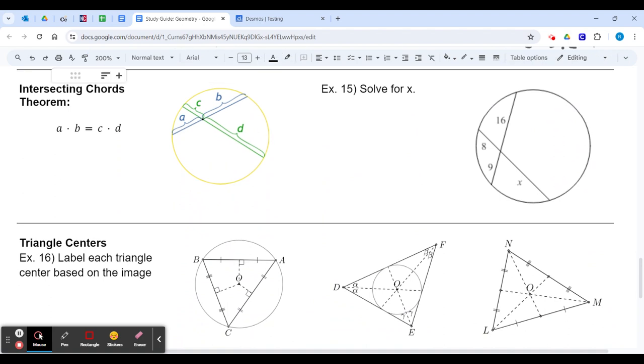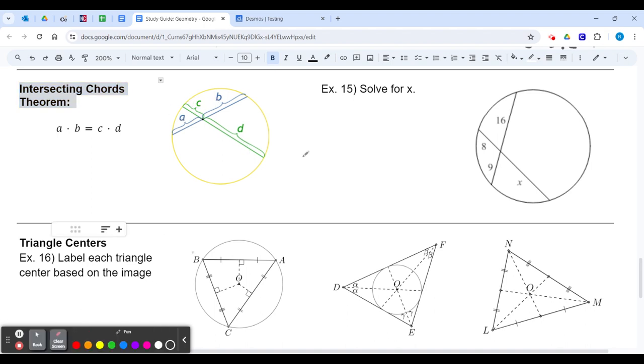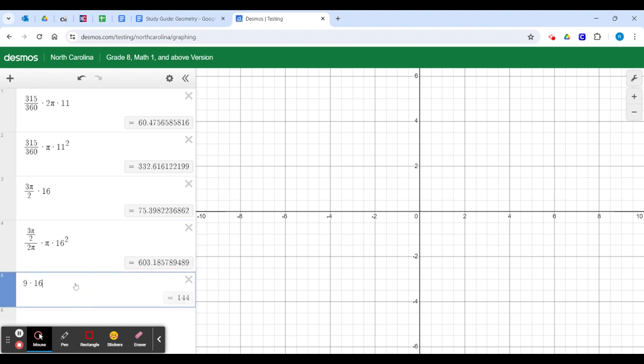Last thing we learned about with circles was this intersecting chord theorem. Basically, if we have two lines across our circle going edge to edge, we can multiply those individual segments, A times B, and that should get us C times D. So if we're solving for X in this one over here, we have this line segment here, 9 and 16. Let's call that A times B. So 9 times 16. We can say that is equal to this other line segment, which has legs of 8 and X, so 8 times X.